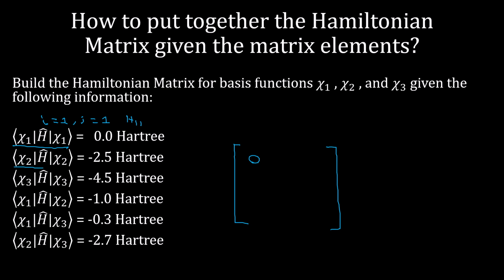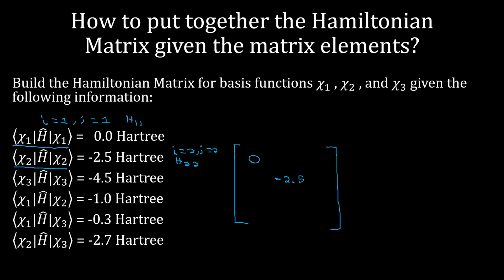Now let's look at the next one. We have chi2 Hamiltonian chi2. Here we would have that i is equal to 2 and j is equal to 2. Therefore, this is representative of the H22 element. That would be row 2, column 2, so the center of our matrix here. So I'll put a negative 2.5.